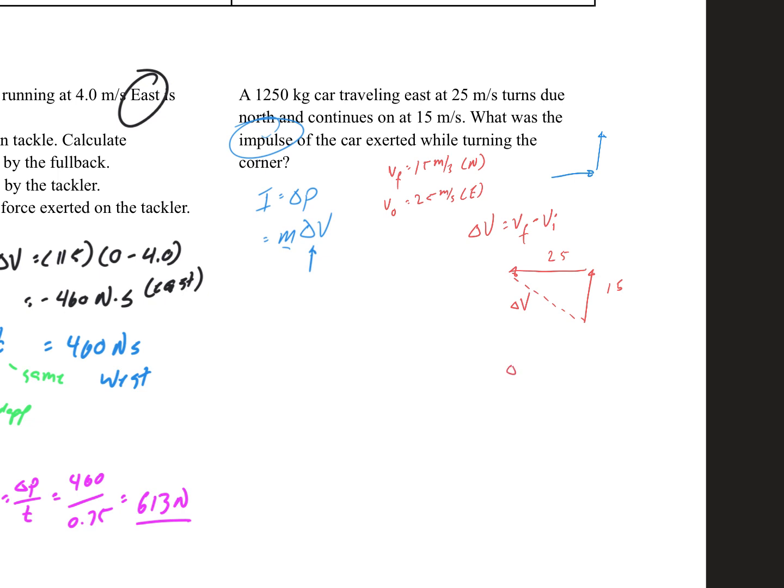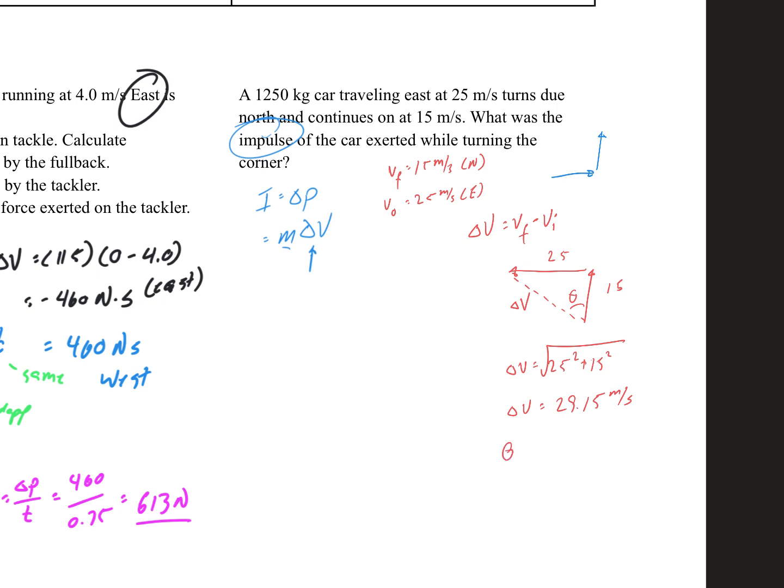So delta V looks like it's going to be whatever this ends up being. So 25 squared plus 15 squared. Do a little Pythagorean theorem here. So delta V is equal to 29.15 meters per second. I'll probably need to use this angle in here, right? Because this is where the impulse is pointing.